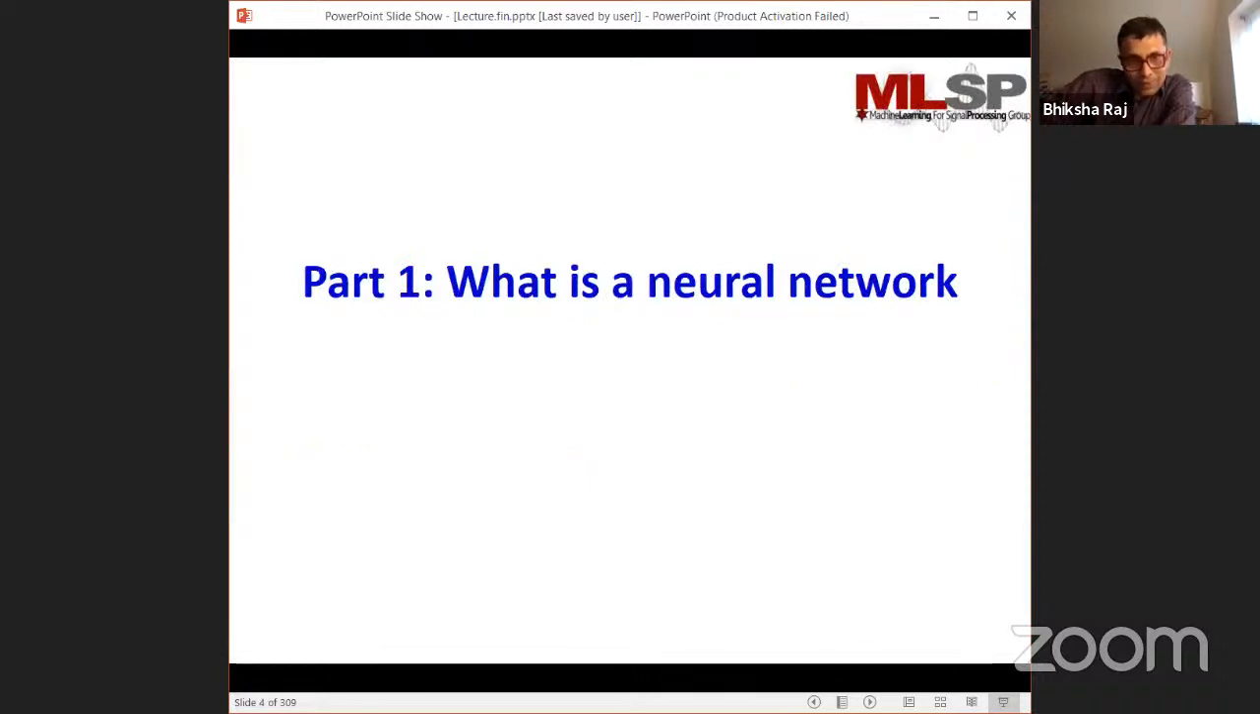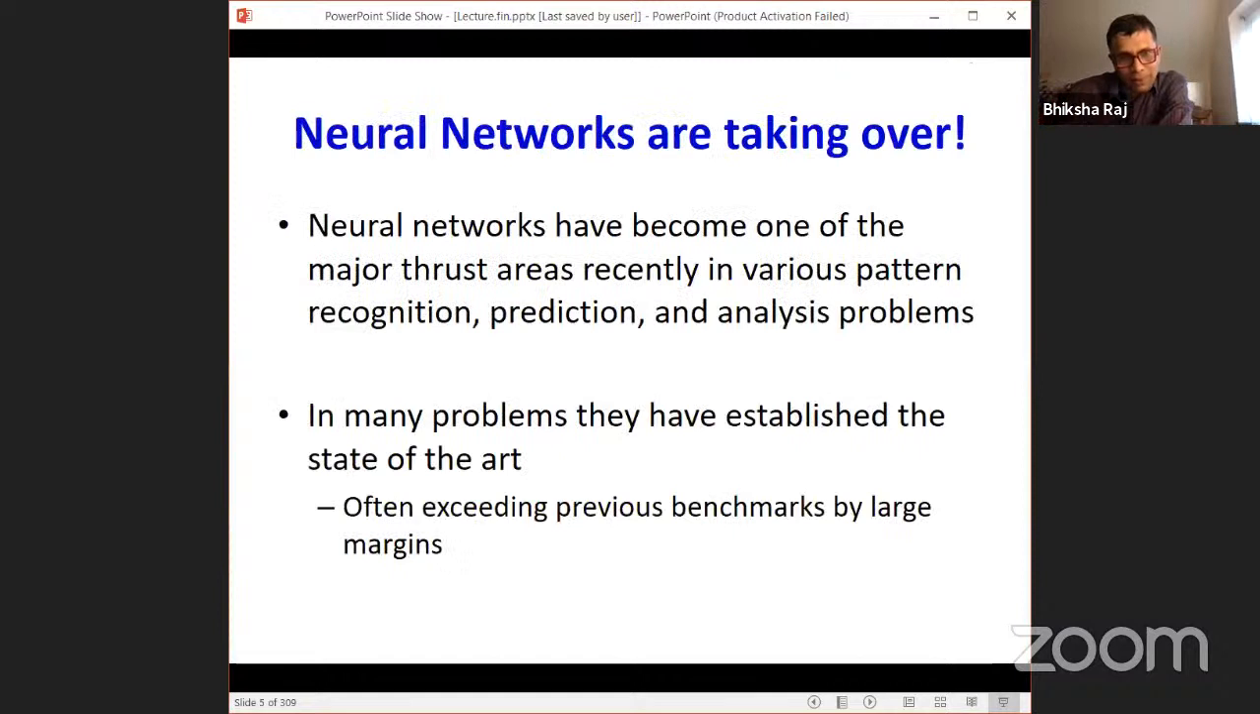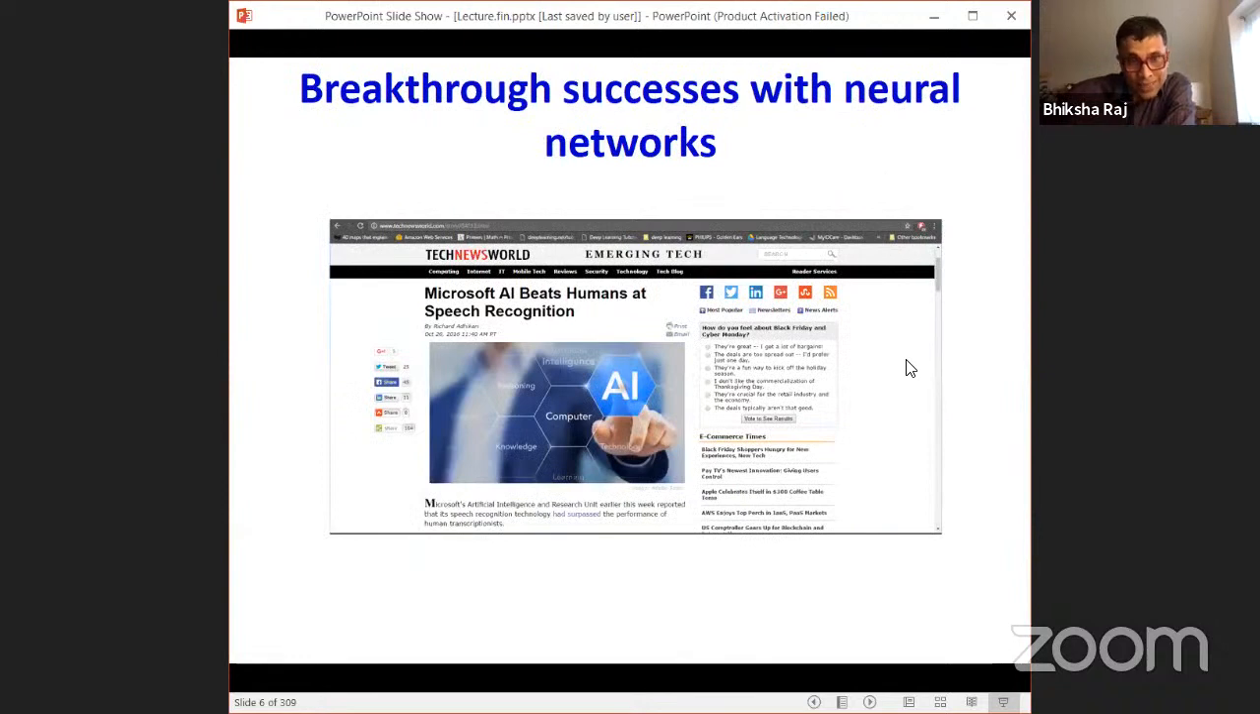So let's begin. What is a neural network? Now, you're here for a machine learning workshop, so all of you know that neural networks are the in thing in machine learning these days. They have established the state of the art in a great many pattern recognition, prediction, and analysis problems, often exceeding any previous benchmark obtained even 5 years ago by very large margins. Anytime you have a sufficient amount of data, neural networks will provide you performance which sometimes even beats human performance on these tasks. So here are some examples of the kind of breakthroughs neural networks have achieved.